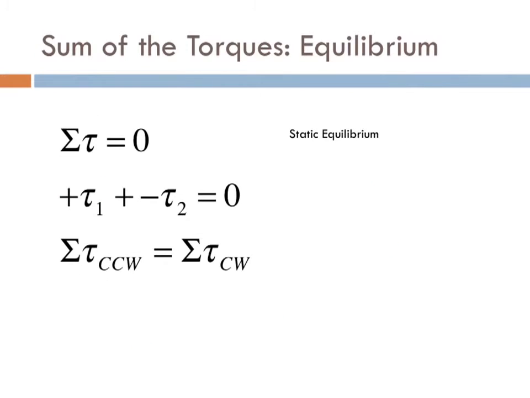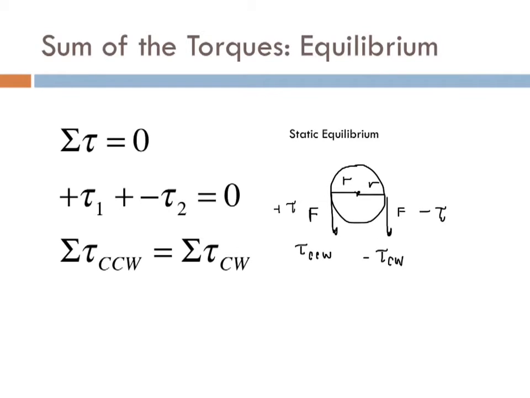Now think about a circle with its axis of rotation in the center, and we are applying a force a distance r away from our axis of rotation. Now, if we look at this force, it's going to cause a clockwise rotation, or a negative torque. If we apply a force here, also a distance r from our axis of rotation, this is going to cause a counterclockwise torque, or a positive torque.